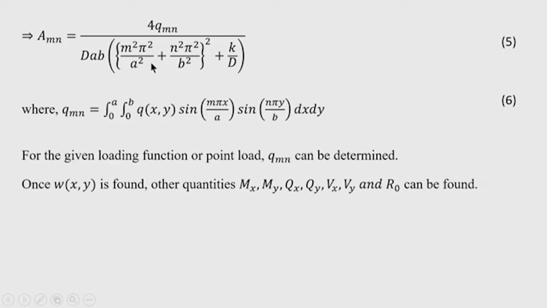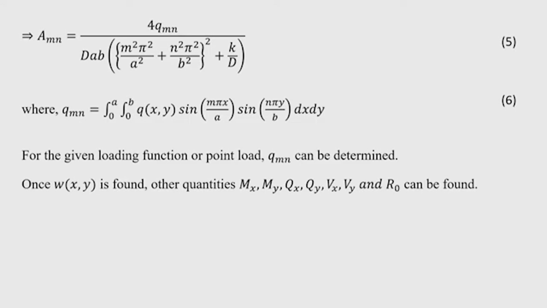Now, you can note that if k is 0, which indicates that there is no elastic foundation, it is just like the simply supported plate that we have studied earlier. So, the equation for A_mn coincides with the earlier equation. So, this formulation is correct, because we have verified it: after putting k equal to 0, it goes back to our earlier equation, which signifies that the plate is not supported by a foundation.